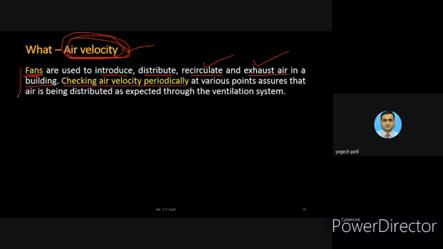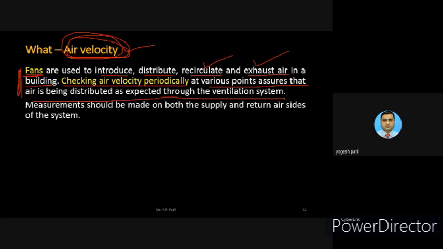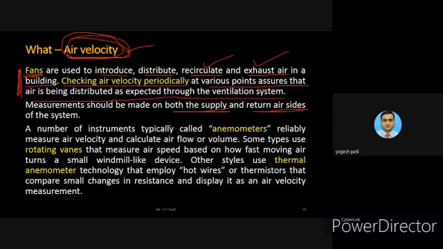So we are using transducers or transmitters for the measurement of air velocity at various points, to assure that the air is being distributed as expected through the ventilation system. Measurement should be made on both the supply and return side. It is not only on the supply side that we measure the velocity, but also on the return side.